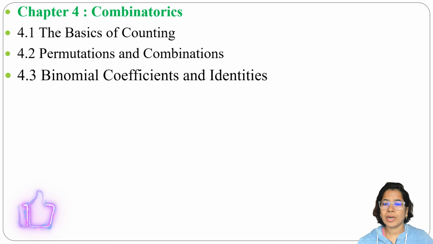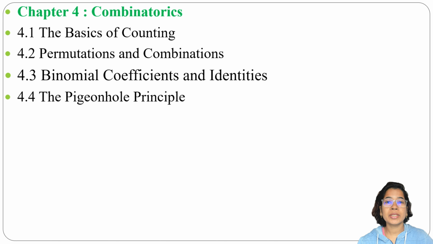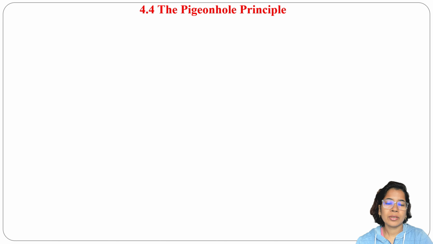From chapter 4, I already discussed the basics of counting, permutations and combinations, binomial coefficients and identities. Next, I will discuss the pigeonhole principle. What is the pigeonhole principle? Suppose we have 5 pigeons and we have 4 holes.